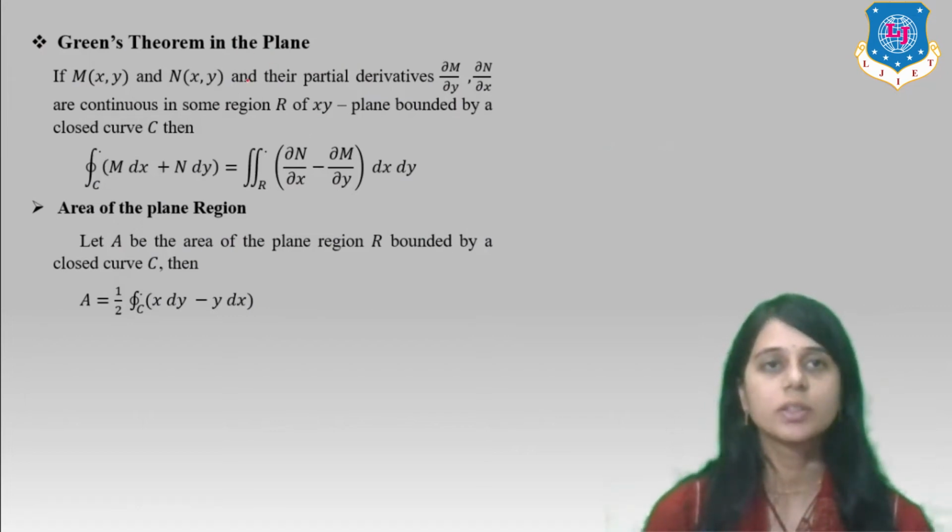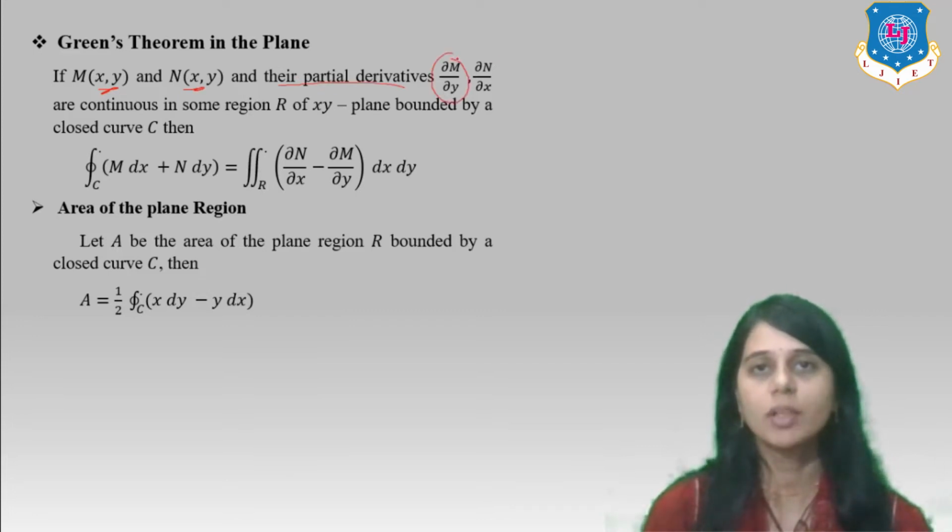The statement of Green's theorem is: if M of xy and N of xy and their partial derivatives del M by del y and del N by del x are continuous in some region R of the xy plane, bounded by the closed curve C, then the integration over C of M dx plus N dy is equal to the double integration over region R of del N by del x minus del M by del y dx dy. So this is the original statement of Green's theorem.